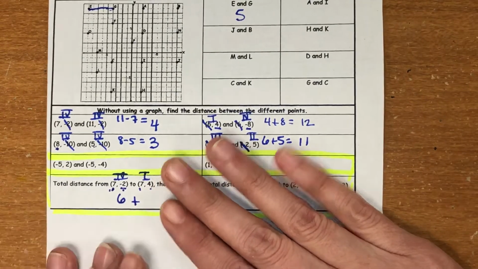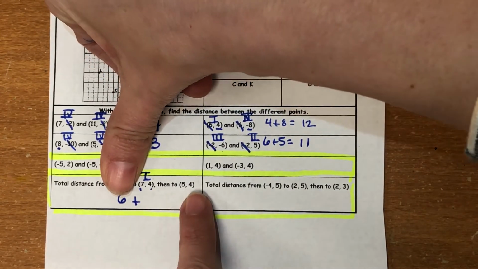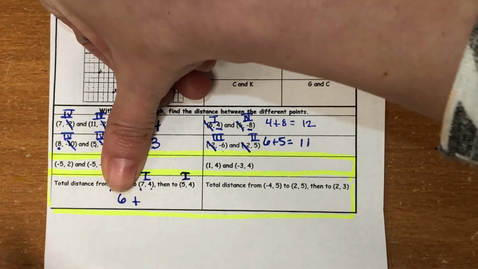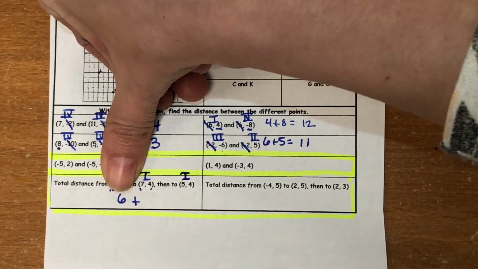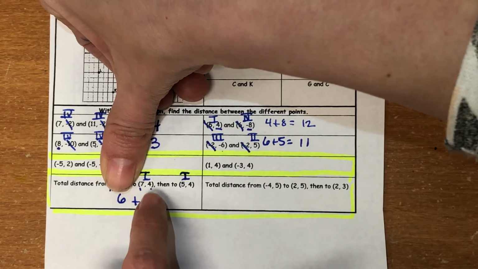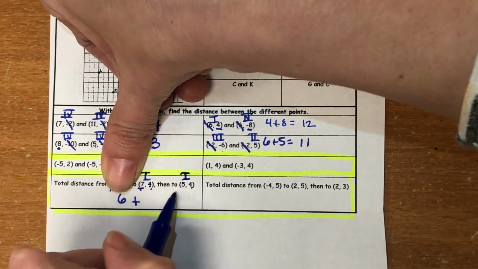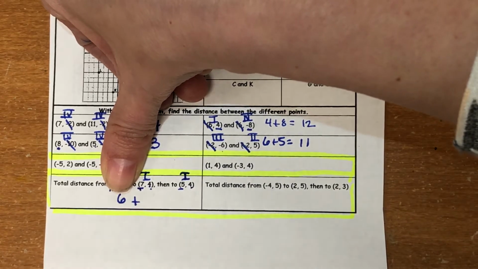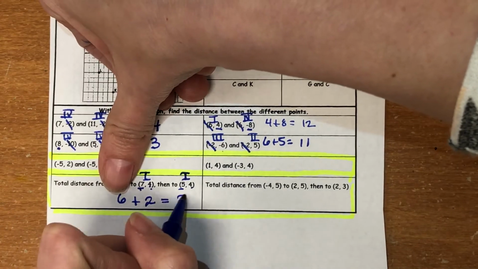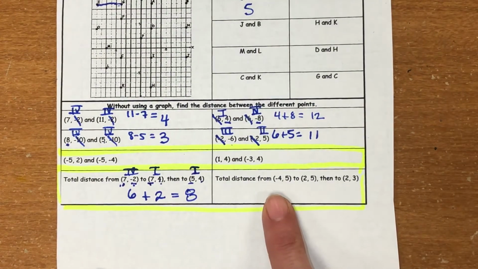Okay. All right. Then you're going to compare these 2 points. Okay. This is in quadrant 1. This is also in quadrant 1. And so if they're in the same quadrant, then you're going to subtract the coordinates that are not the same. So 4 is the same. So I'm going to subtract 7 and 5. So 7 minus 5 is going to be 2. And then the total distance would be 8.